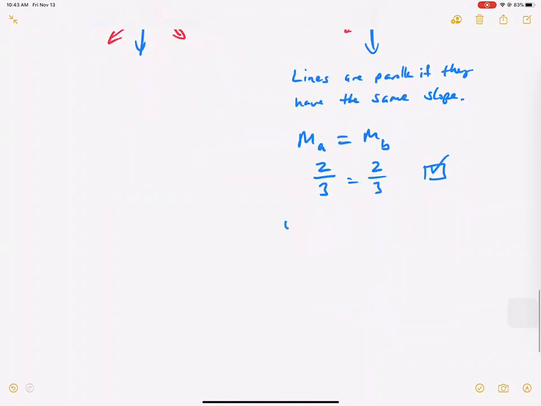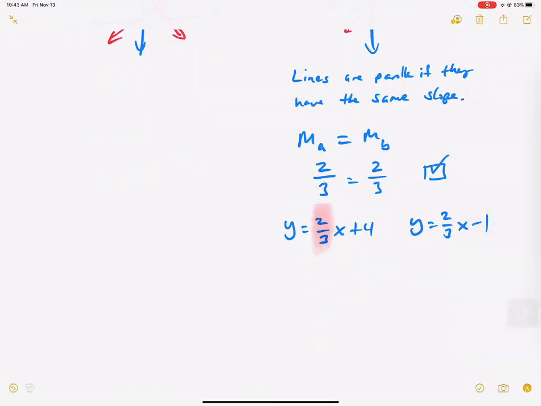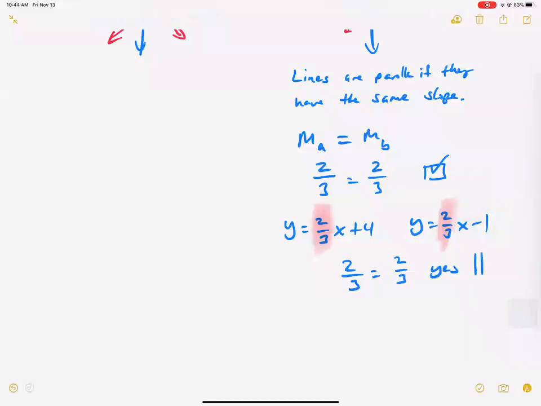So let's look at an example. y equals 2/3x plus 4, and y equals 2/3x minus 1. Are these graphs exactly the same? Do they have the same slope though? And because the slopes are the same, we say yes. And we have a little sign here for parallel, and it's a double vertical line. This symbol means parallel. So if you see this symbol, it means these lines are parallel.